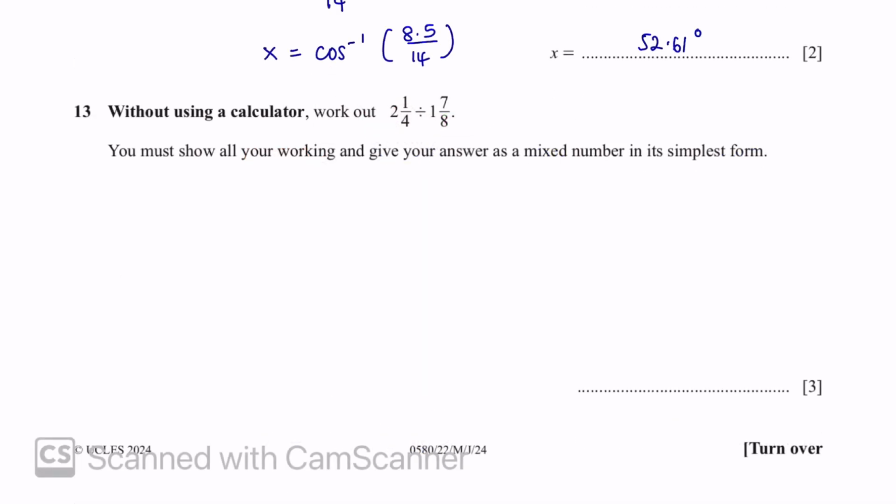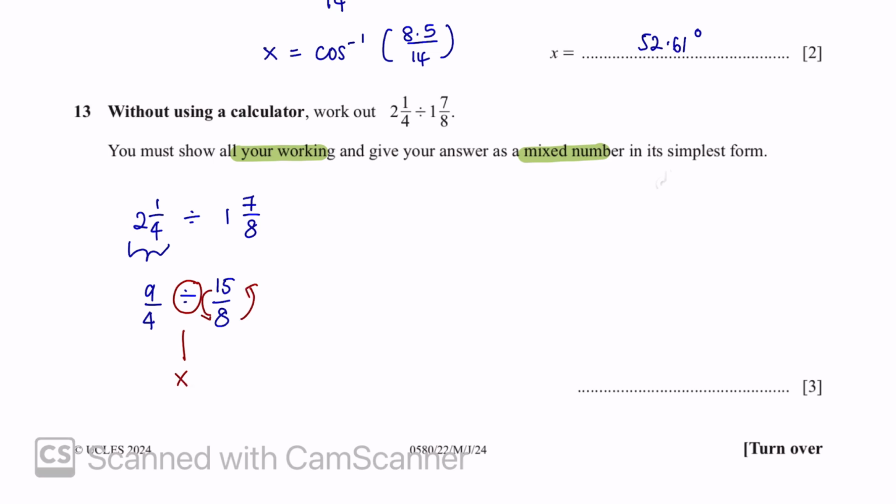Next, question 13. Without using a calculator, work out 2 1/4 divided by 1 7/8. You must show all your working and give your answer as a mixed number in its simplest form. The first step I would like to do is change this into an improper fraction. That would be 9/4 divided by 15/8. Next, we're going to change the division into multiplication. In order to do that, we have to invert one of the fractions.